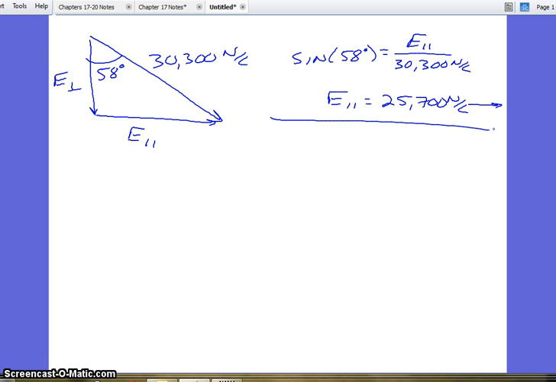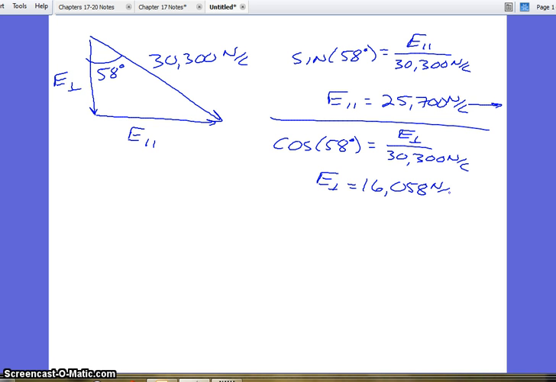Now we'll find the adjacent or perpendicular component, and that'll be cosine, because cosine is the adjacent side divided by the hypotenuse. And so we get the perpendicular component comes out to be 16,058 newtons per coulomb, and that would be down, because the overall total was down and to the right.